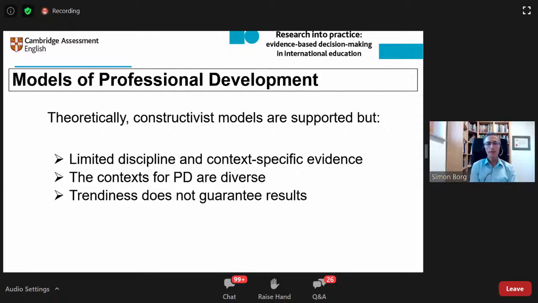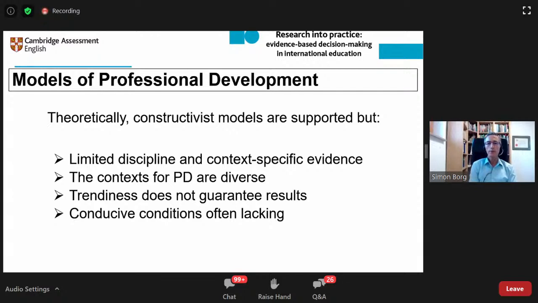Another point to keep in mind, of course, is that trendiness does not guarantee results. Constructivism may be the trend at the moment, but we just need to remember that trendiness does not guarantee results. And we can say this for many other aspects of education. Another point is that the conditions that are necessary for constructivist models of professional development to work are very often lacking in particular contexts.